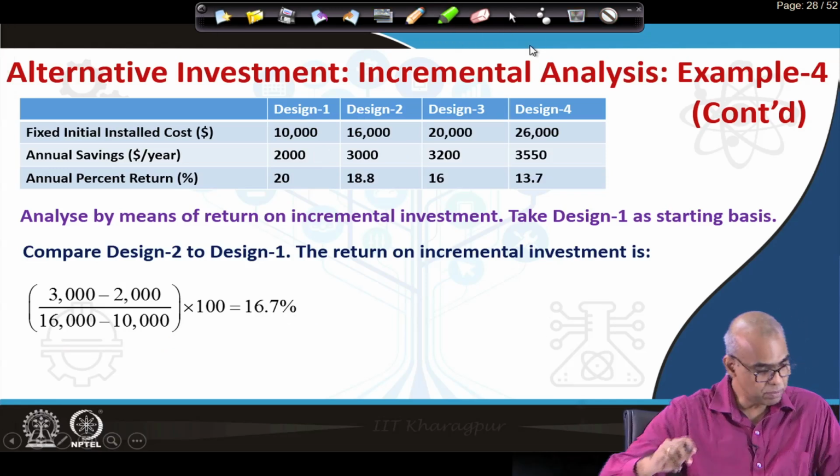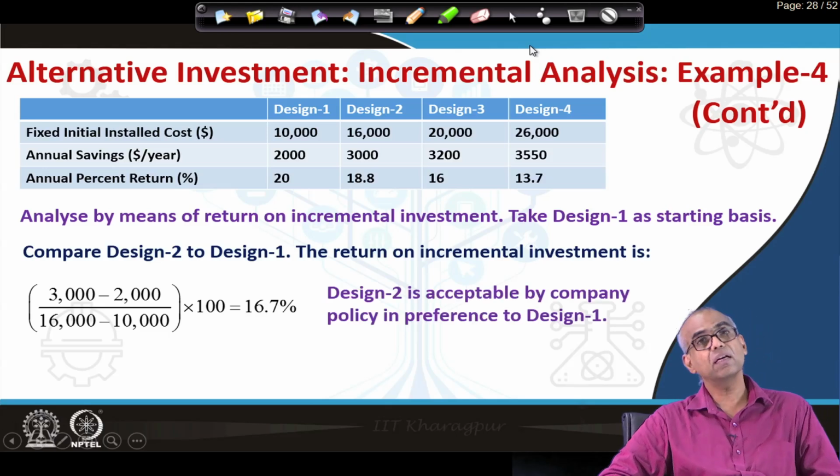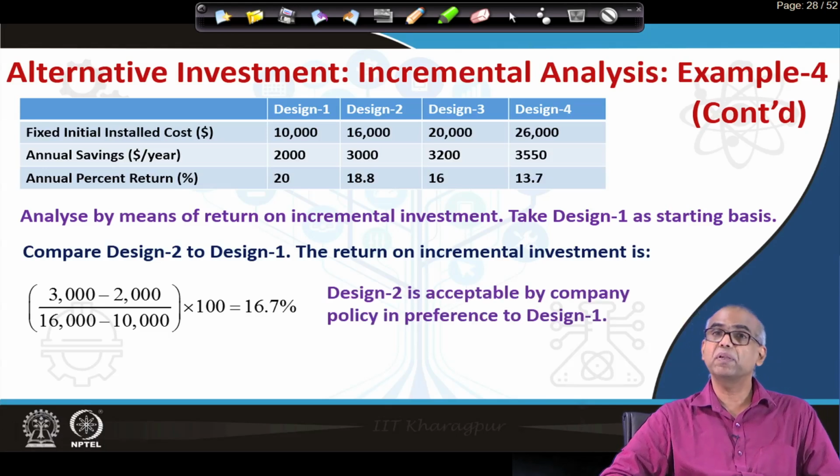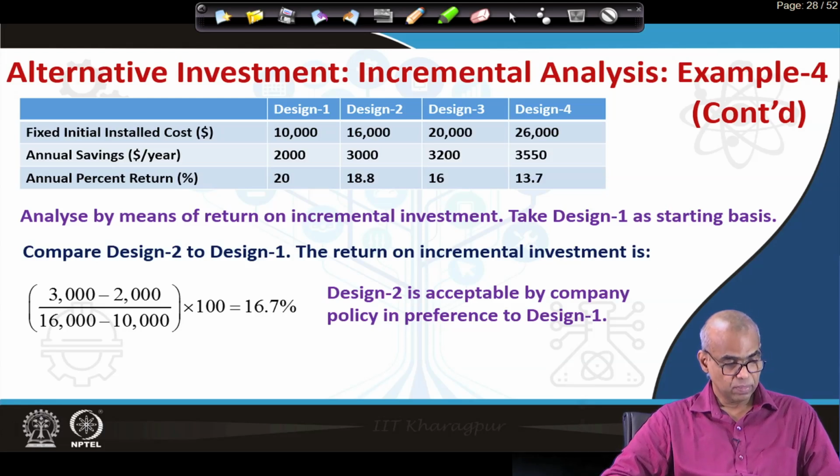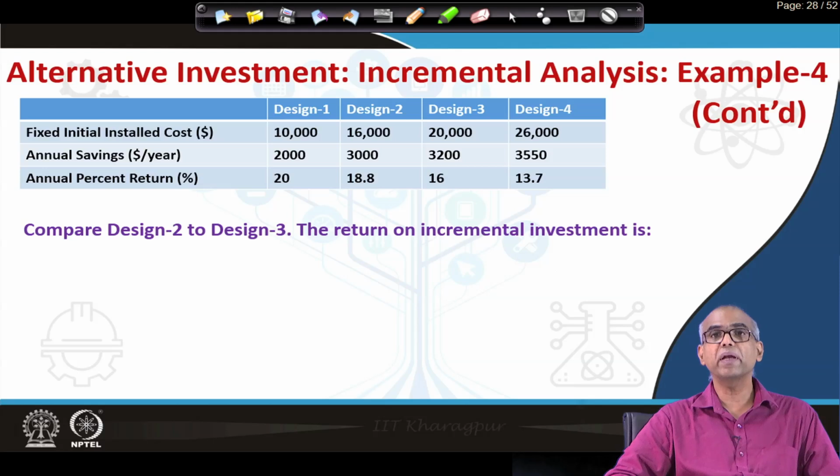Now, 16.7% is greater than the acceptable 15% rate of return. So, design 2 is acceptable by the company policy in preference to design 1. So, we accept design 2 as of now. Now, we need to compare design 2 and design 3.